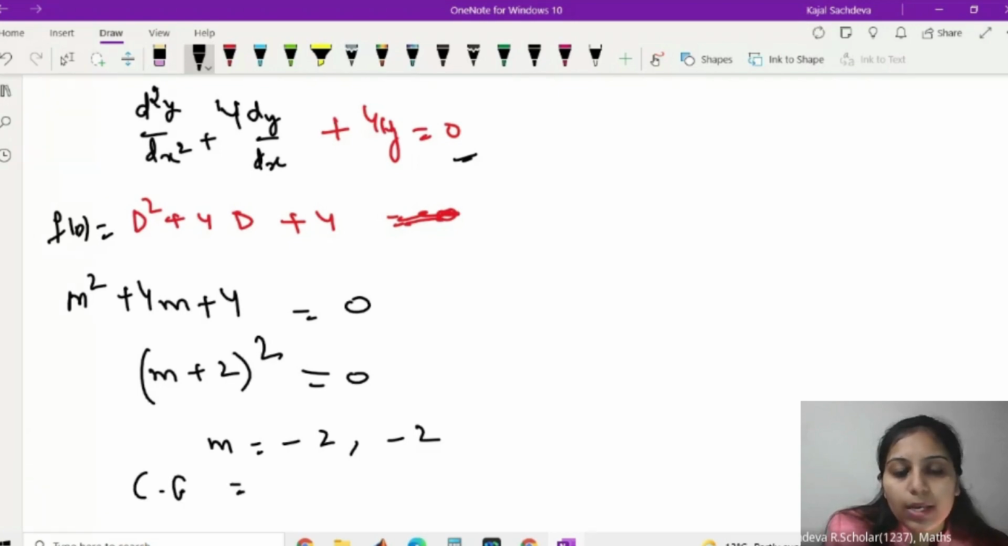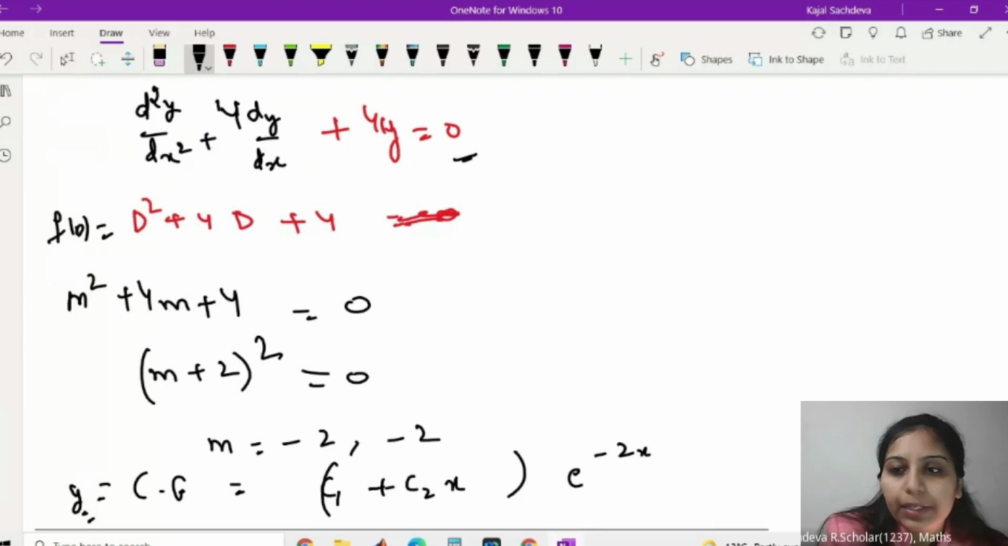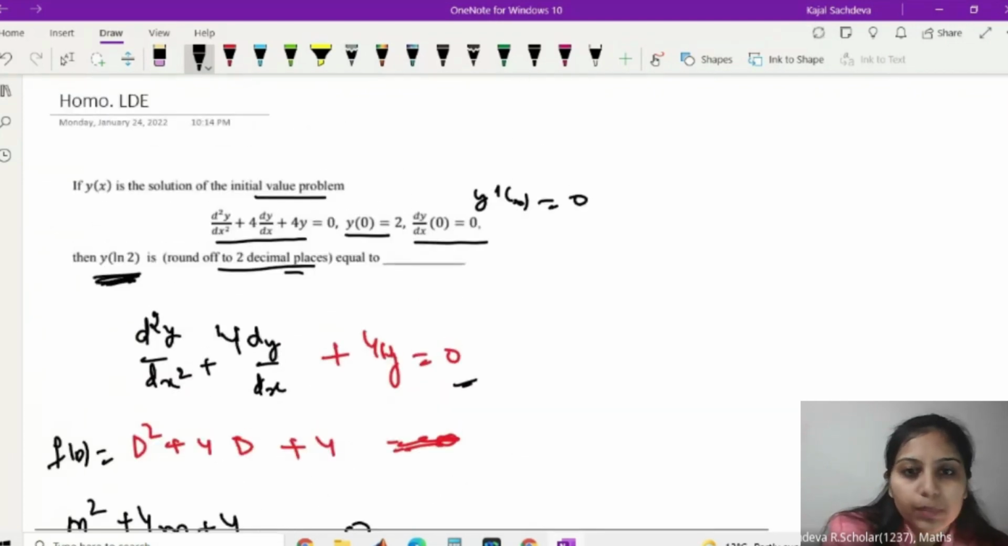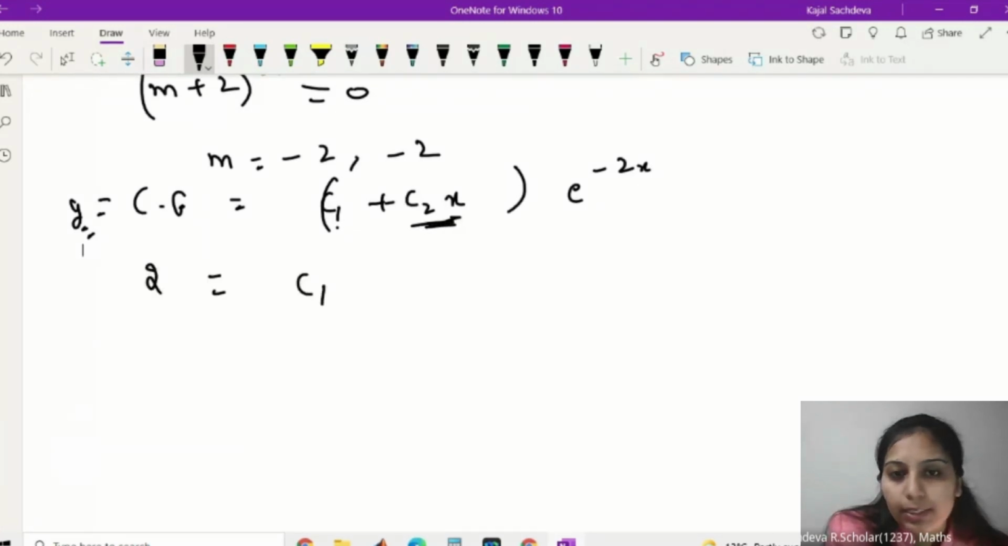So in this case we have CF is equal to (C1 plus C2x) into e raised to power minus 2x, and the CF is also the required solution y. But here we have C1 and C2, which can be eliminated by using the initial conditions. So in the initial problem we have y(0) is equal to 2 and y dash(0) is equal to 0. So putting x equal to 0 in y, we get C1 plus 0, e raised to power 0 is 1. So we get C1 is equal to 2.